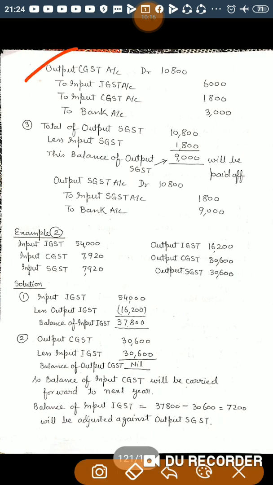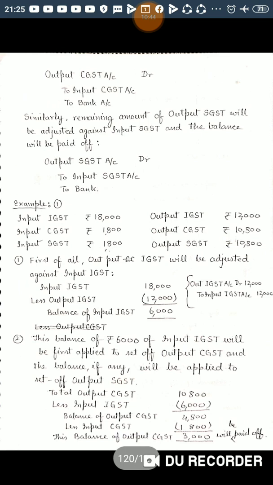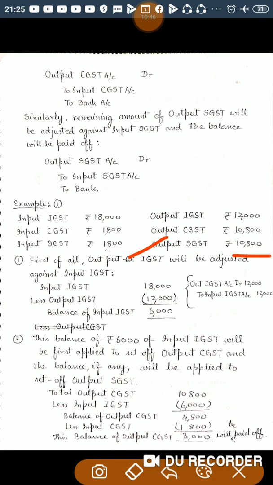The journal entry will be output CGST 10,800. Out of this 10,800 we have set off 6,000 input IGST, and from the remaining we have set off input CGST 1,800, and the balance of 3,000 was paid off to the government to bank account.